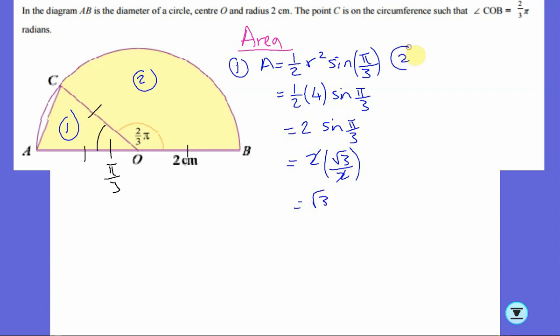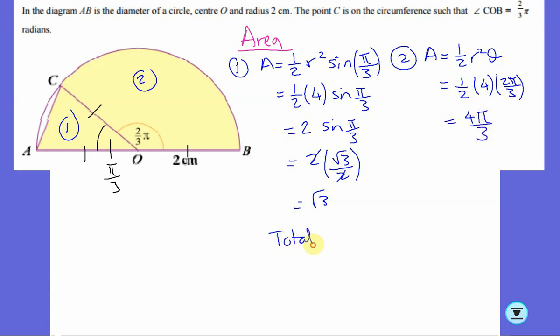Okay, let's have a look at section 2. Well, this is area of half r squared theta, because it's the area of a sector in radians. So it's just half. R squared again is 4, and theta is 2 pi over 3. So half of 4 is 2, so 2 lots of that is 4 pi over 3. So the total area is root 3 plus 4 pi over 3. That's a nice exact answer, so I'm going to leave it there, but you could hit your SD button and round it if they ask you to, which is no problem at all.